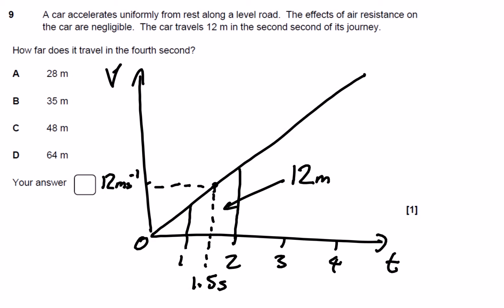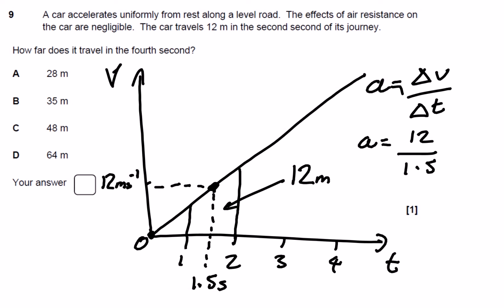Now, because I've got 2 points on the graph, I can work out the gradient of the line, and of course the gradient of a velocity time graph is the acceleration. So I know that the acceleration is the rate of change of velocity, so delta v divided by delta t. I'm starting from rest, and in 1.5 seconds I have increased my velocity by 12 metres per second. So my acceleration is going to equal the change in velocity, 12, divided by the change in time, which is 1.5, and that gives me an acceleration of 8 metres per second squared.